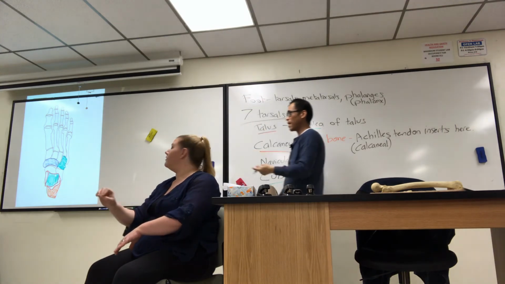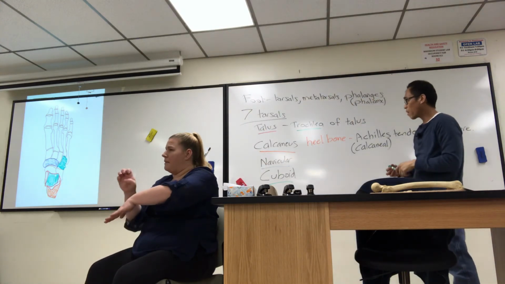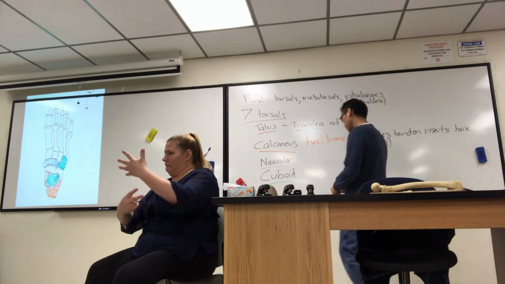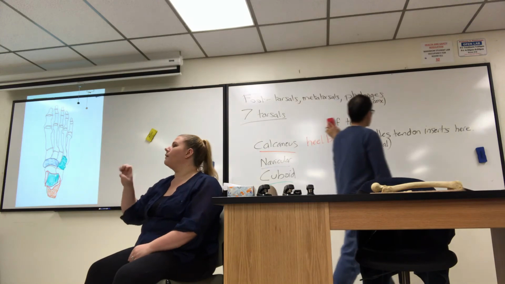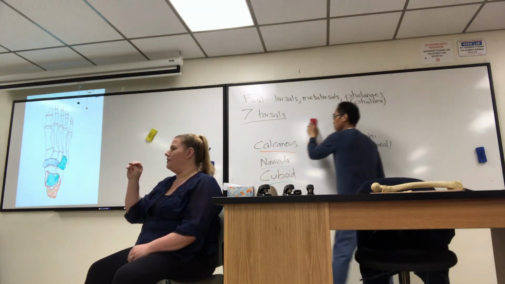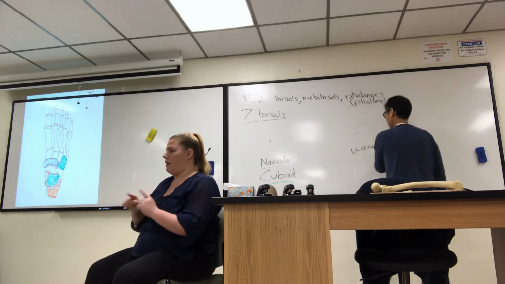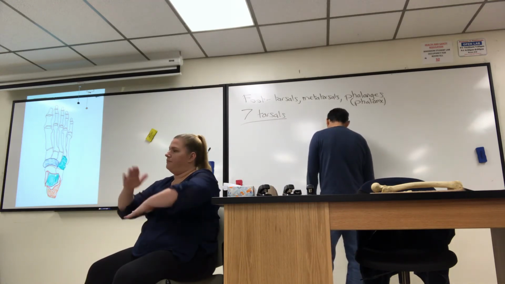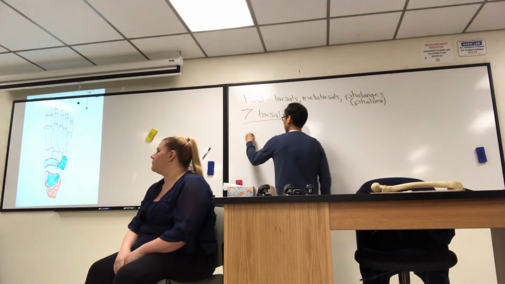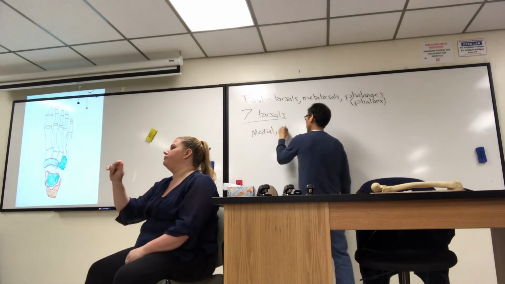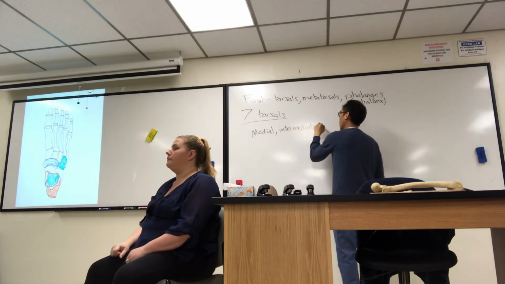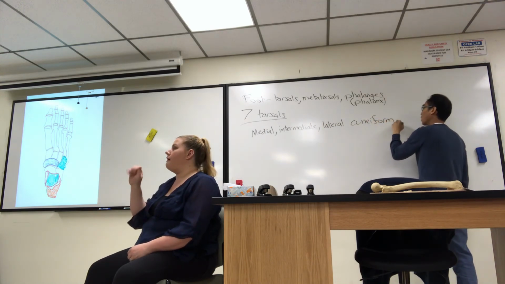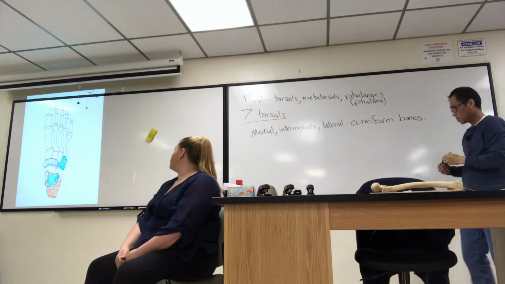Then I see 3 bones right next to that in front of navicular. So far we got 1, 2, 3, 4. And those final 3 are all called cuneiforms to round out the 7. We have medial, intermediate, lateral cuneiform bones. So that's 3.